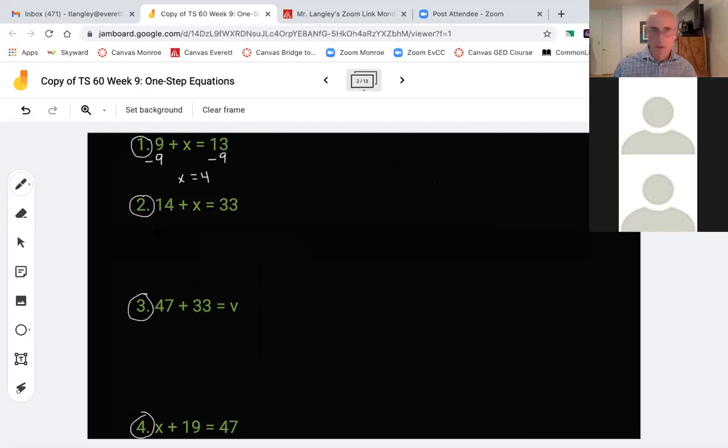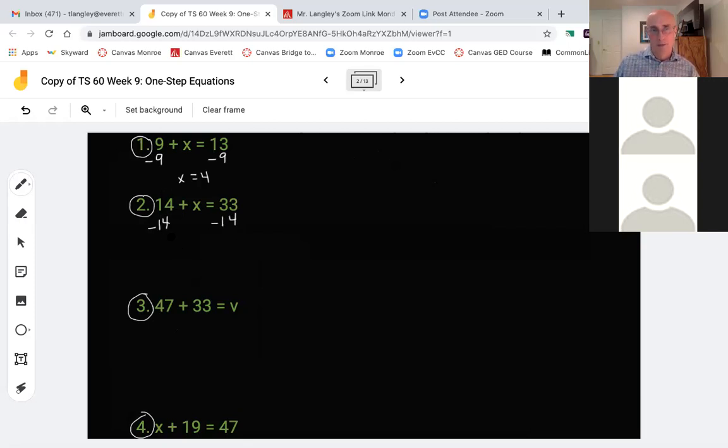Okay, I'm going to jump in here. Hopefully I'm not rushing you. I see it's a positive 14 plus x equals 33. This is a positive, so I need to do a negative. I got to do the opposite operation on this side. Whatever I did to the left side, I have to do to the right side. So I'm going to write that in there before I forget.